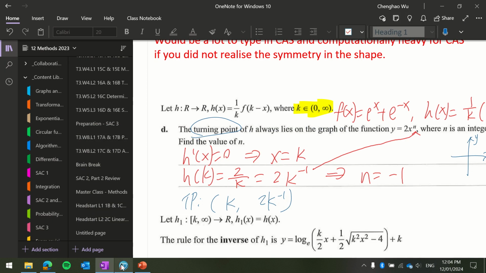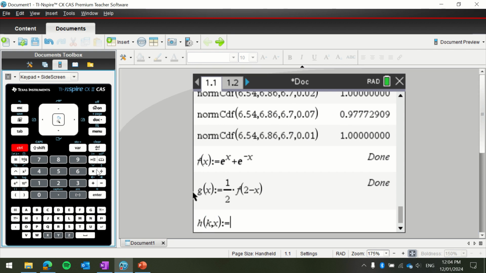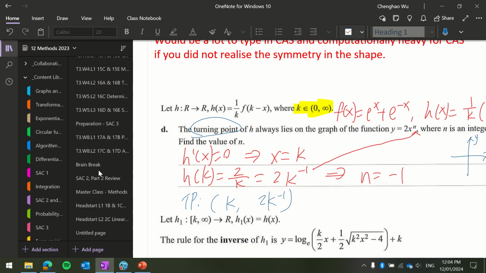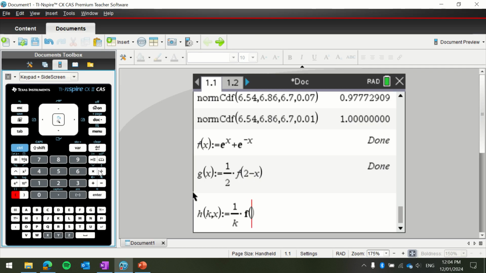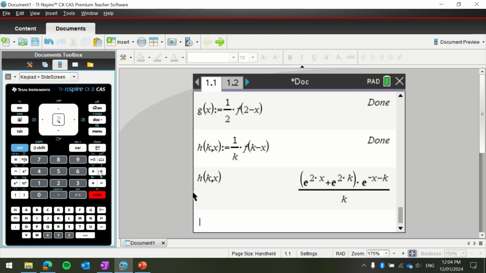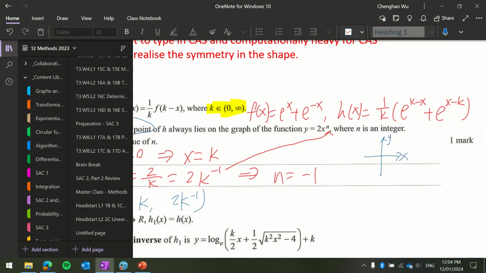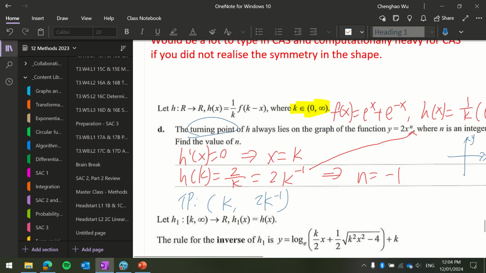I have f already, so f is defined. Now I just need to define h. Let me put k in, so that I can take full control of my algebra in a moment. Okay, that's defined. Let's check. Yes, that looks good. So h has been defined.